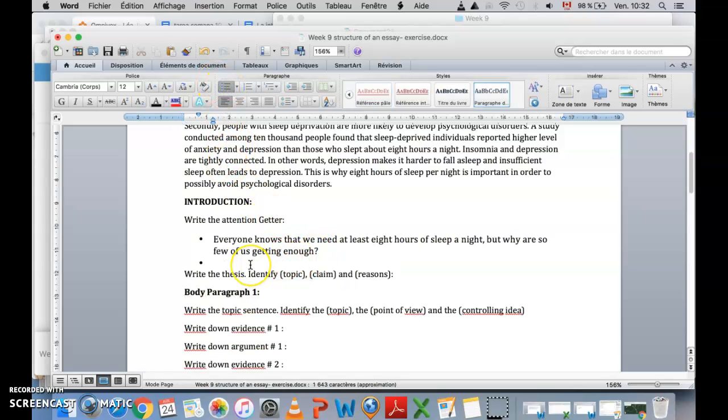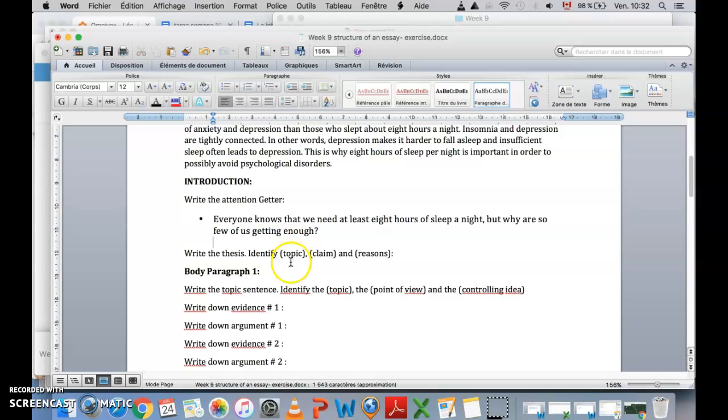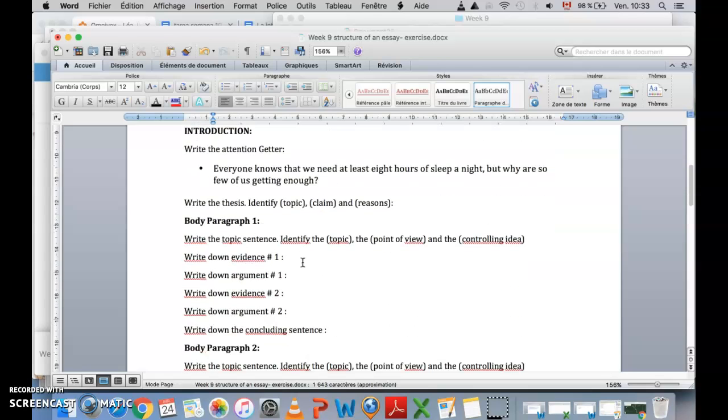What is the thesis? Write the thesis, so you don't have to write it, but you copy and paste. And I want you to identify what the topic, what the claim, what the reason. So you open the parenthesis and you identify what the topic, the claim, and the reasons are, because there are two reasons. You do the same thing for body paragraph number 1.